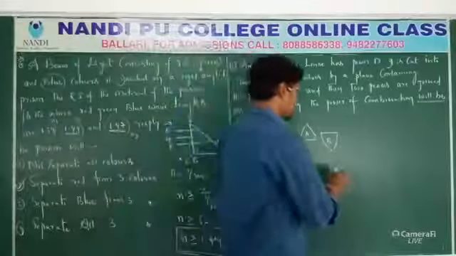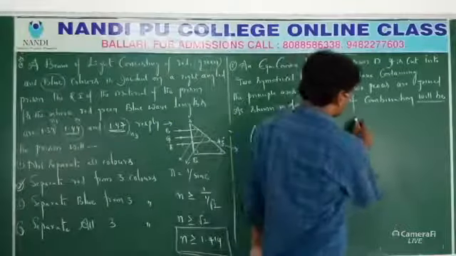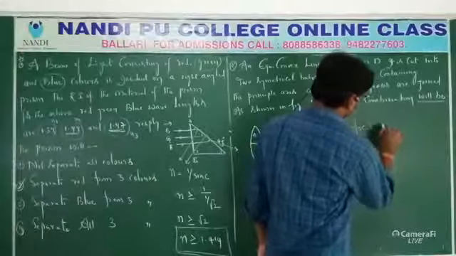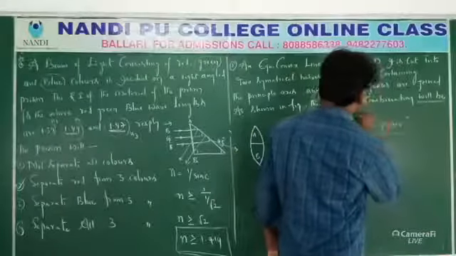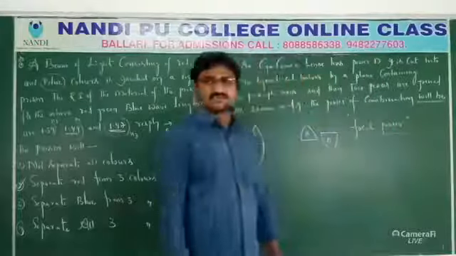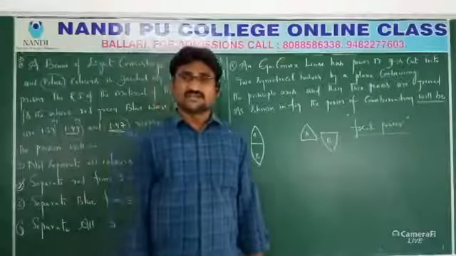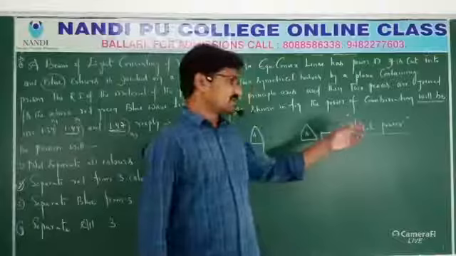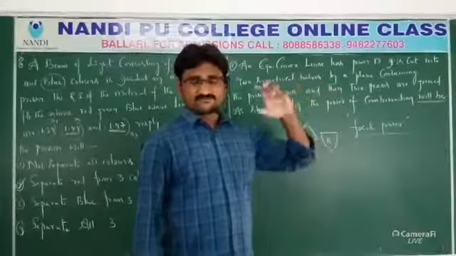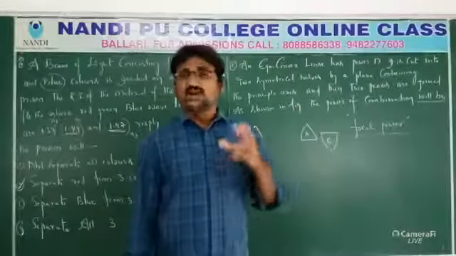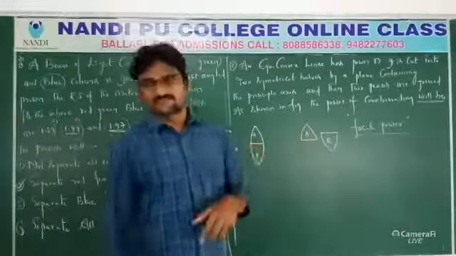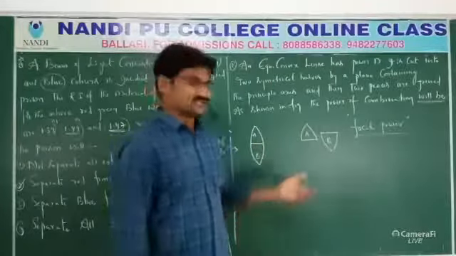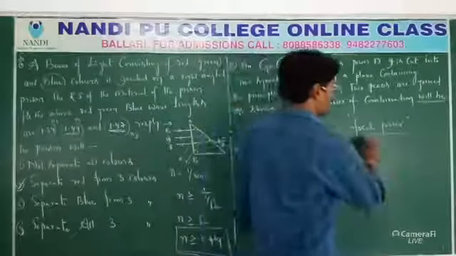What is our concept now? Focal power. I will write here: focal power, power of a lens. This idea is actually related to the construction and working of the eye and its diseases. What diseases are related to the eye? Already we have studied the defects of the eye, yes, myopia, hypermetropia. This is the concept related to focal power.